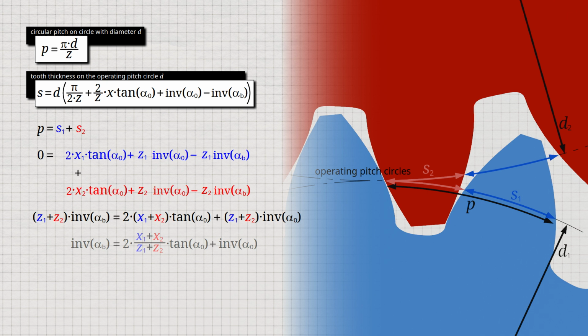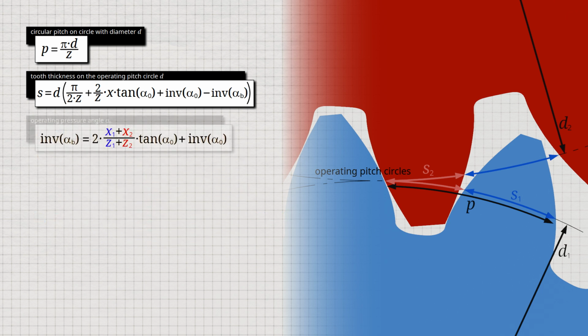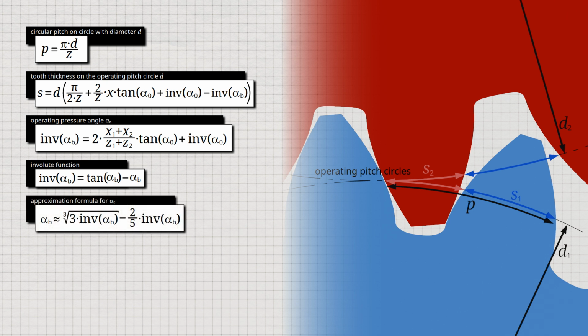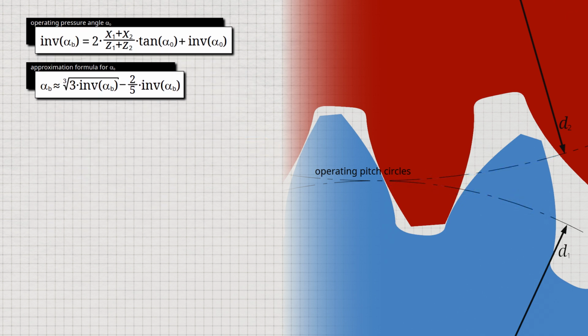Note that this equation cannot be solved directly for the operating pressure angle because the involute function is not an algebraic function and therefore an inverse function cannot be derived. Another possibility, although not very elegant, is to guess the operating pressure angle in several steps to check whether the value obtained from the involute function corresponds to the value calculated from the formula. But there is an approximation formula for determining the operating pressure angle alpha b. The value of the involute function for the operating pressure angle, as determined from the previously derived formula, must be used in this formula.